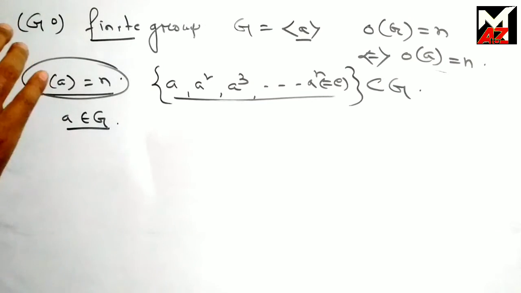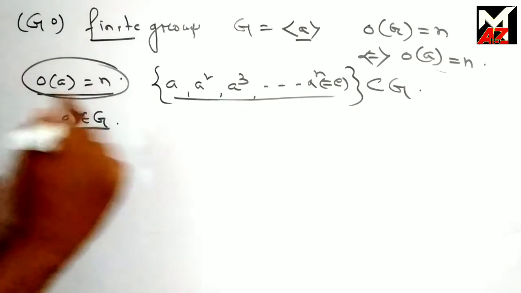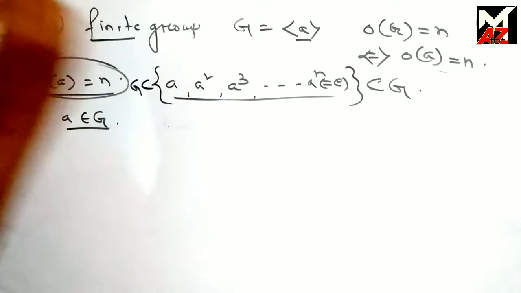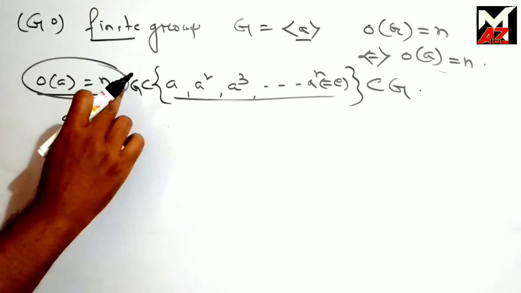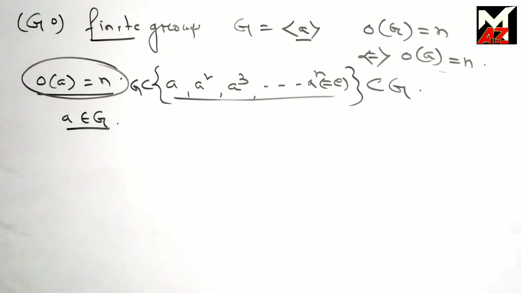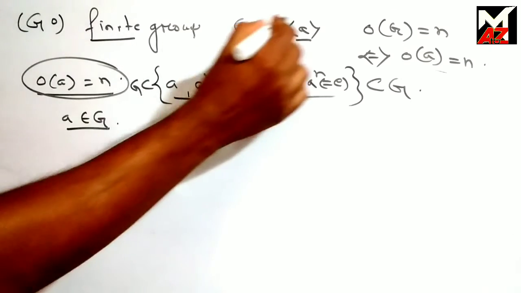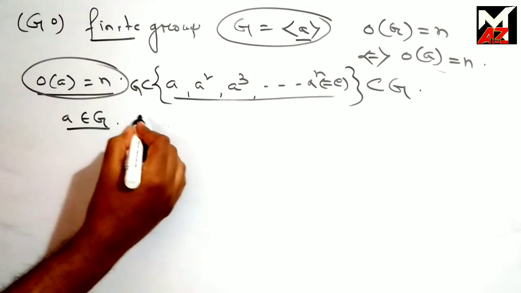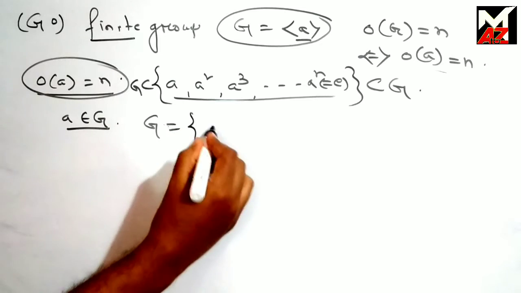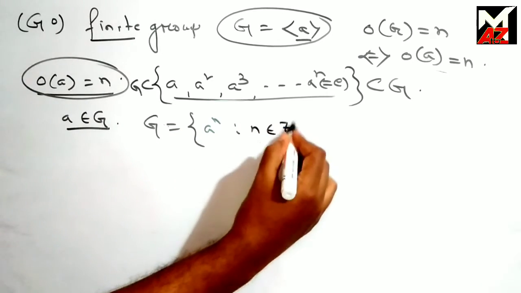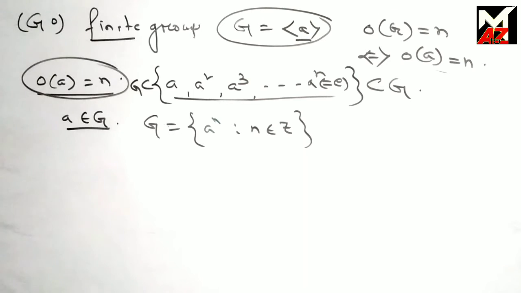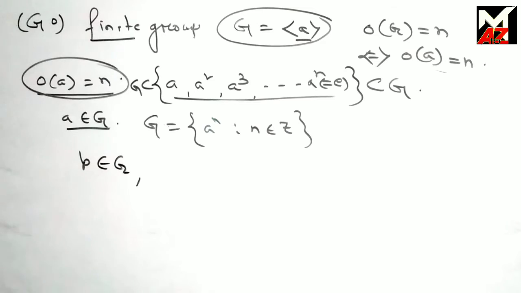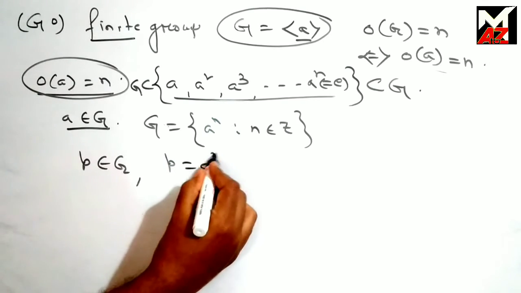Now if we can prove G is a subset of this set, then we can write this set is equal to G, and here G is given as a cyclic group generated by A. So we can write G is equal to A to the power n such that n belongs to Z. Now we take any element P belonging to G such that P is equal to A to the power m.